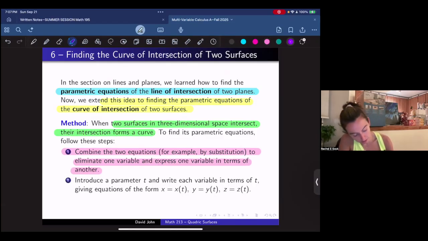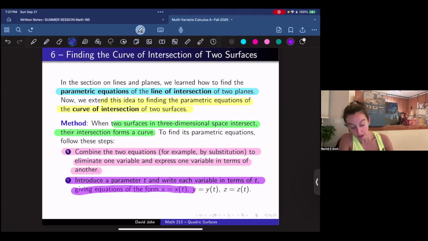And then the second, we are going to introduce a parameter t and write each variable in terms of t. So giving equations of the form x is equal to x of t, y is equal to y of t, z is equal to z of t.